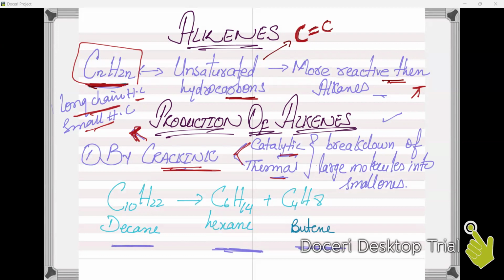Now, what will it do? It will break down the large molecules into small ones. For example, decane, as I told in the alkane part also. That alkane has how many carbons? It has 10 carbons, and it can be broken down into hexane and butene. Means a compound with 6 carbons and a compound with 4 carbons.